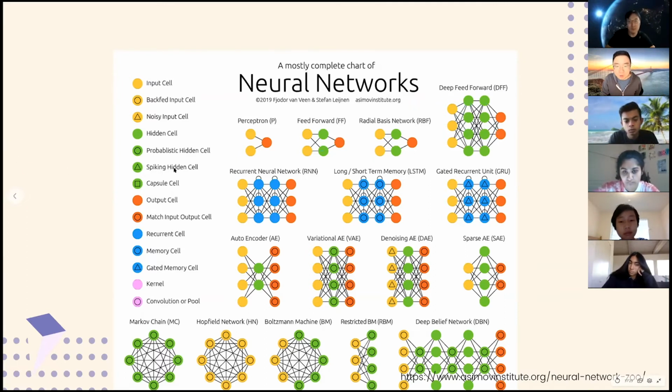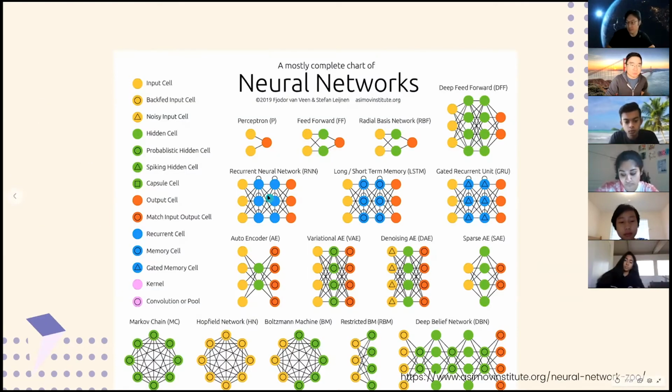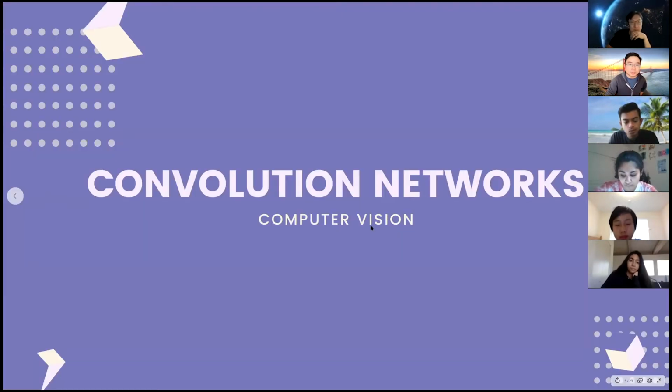There's a whole bunch of other interesting stuff here. For example, we have these blue cells, which not only take inputs from the previous layer but also take inputs from themselves. You see that little circle on top of it? These are recurrent cells. What we're going to do today is really talk about convolutional networks, and it has very much to do with computer vision.